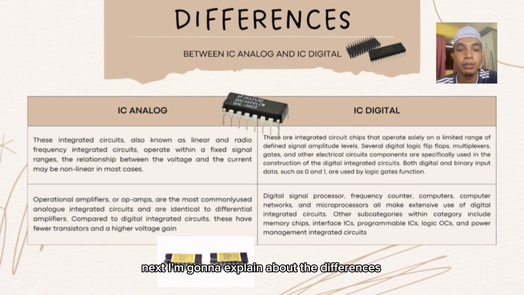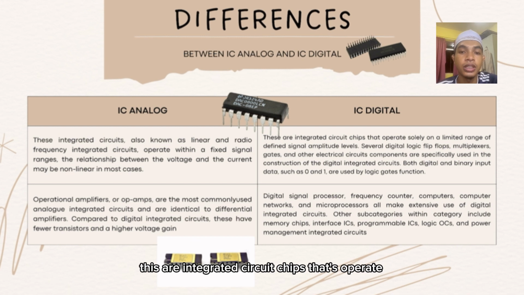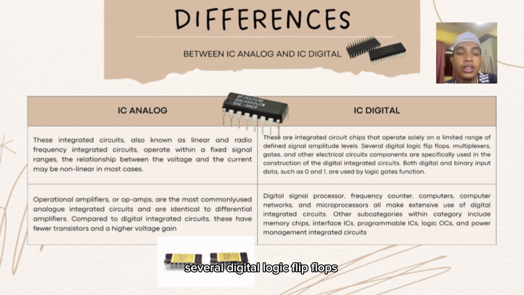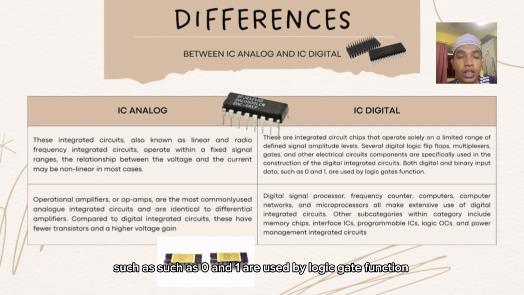Next, I'm going to explain about the differences in IC digital. These are integrated circuit chips that operate on a limited range of defined signal amplitude levels. Several digital logic, flip-flops, multiplexers, gates, and other electrical circuit components are specifically used in the construction of digital integrated circuits. Digital binary input data, such as 0 and 1, are used by logic gate function.